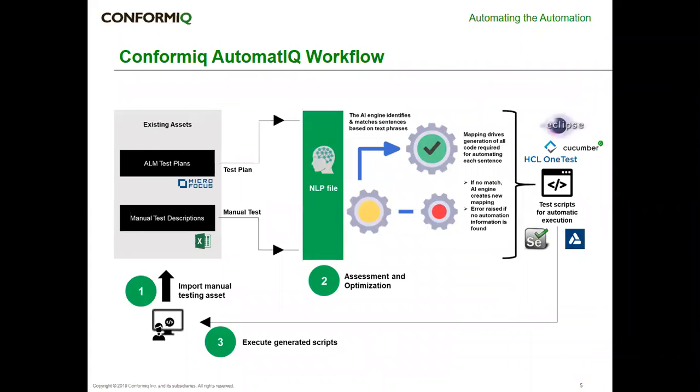So how does Conformiq AutomatIQ work? Basically, it's all about taking manual test assets and converting them automatically into executable test scripts that you can execute in the target execution tool of your choice automatically. What Conformiq provides is the logic for this conversion, and it's driven by natural language processing and intelligent automation generation, which we will explain in later videos.